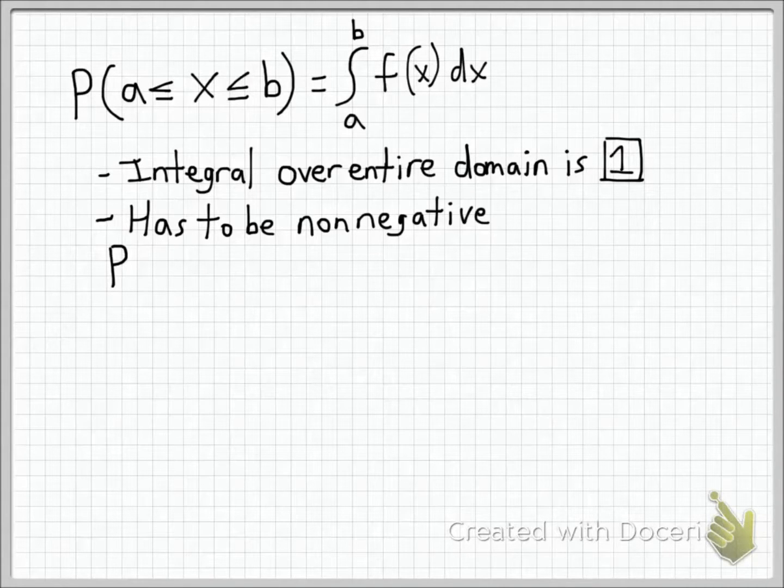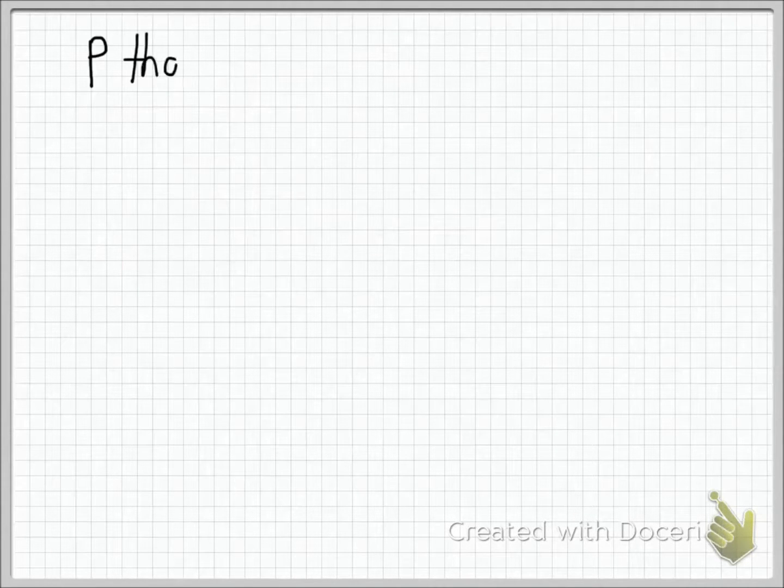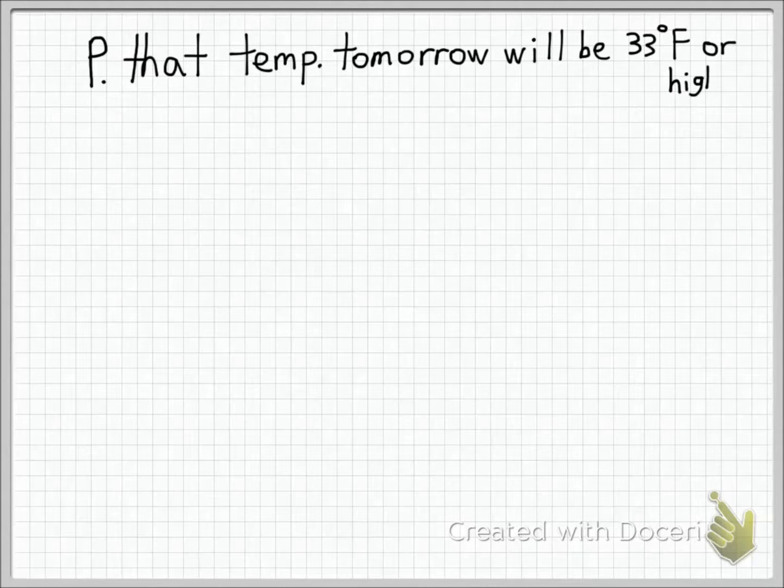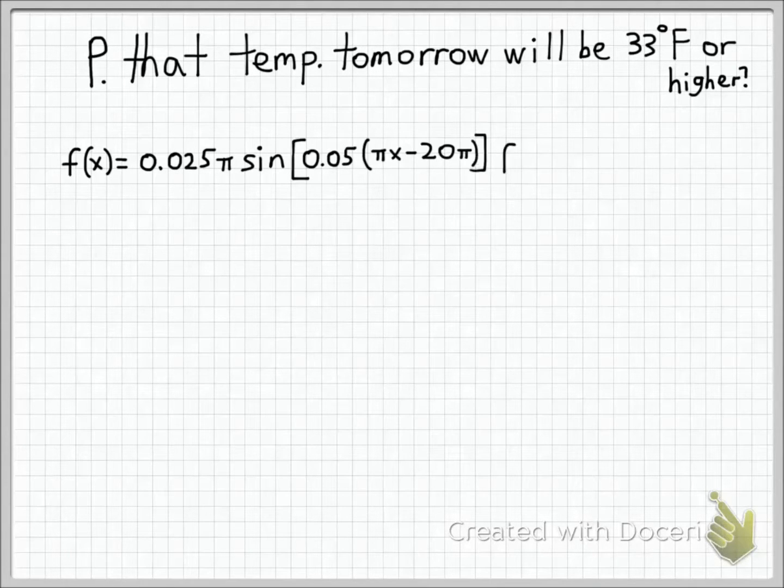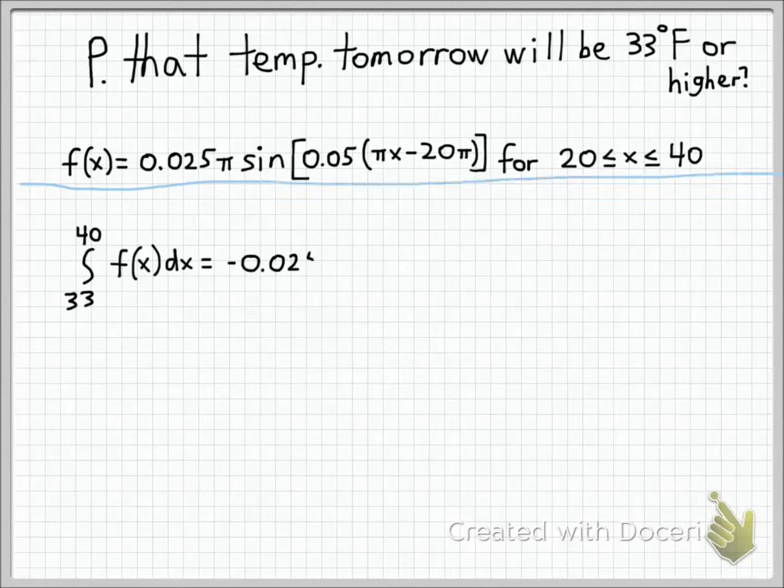Okay, let's do an example. Let's say we want to find the probability that temperature tomorrow will be 33 degrees Fahrenheit or higher. The probability density function f of x is 0.025 pi sine of 0.05 times the quantity pi x minus 20 pi, for the domain 20 less than or equal to x less than or equal to 40. It's cold in this particular place. Let's integrate f of x from 33 to 40.